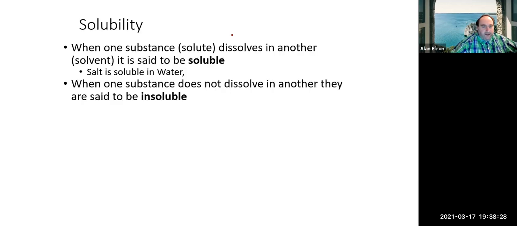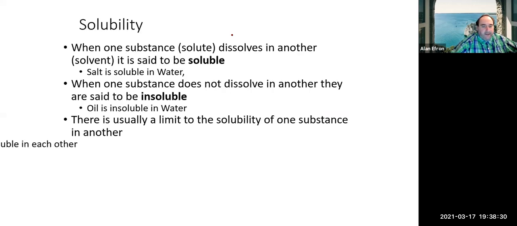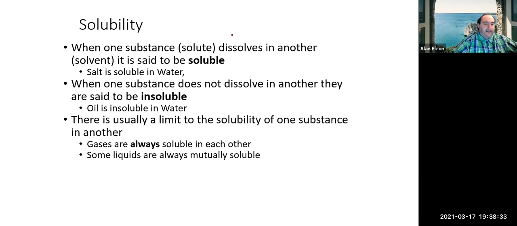When we talk about solubility, as I mentioned earlier, there are a couple of terminologies we use. If something is soluble in something else, or mixes in something else, that is said to be soluble. We usually use soluble when we talk about a solid dissolving in a liquid. We sometimes use the word miscible when we're talking about two liquids that mix. If something doesn't dissolve in another or mix in another, it is said to be insoluble, like our oil and water example. There's usually a limit to the solubility of a substance.